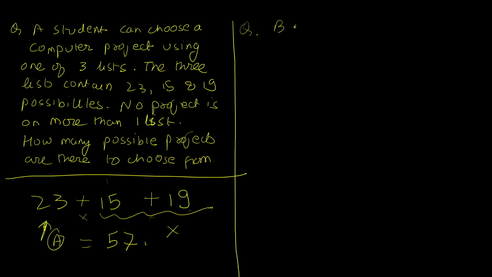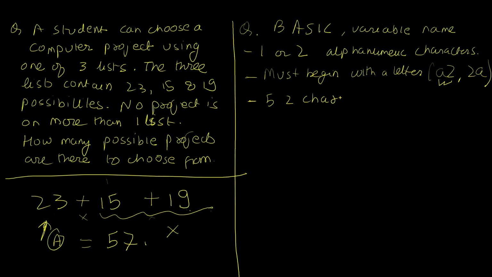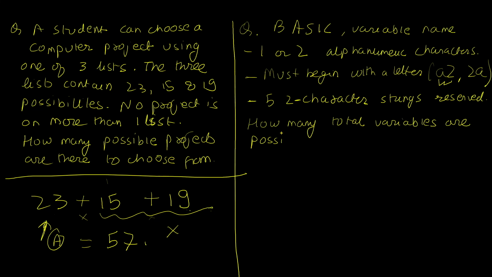In the computer language BASIC, a variable name is a string of either 1 or 2 alphanumeric characters. And there are 2 more rules. A variable name must begin with a letter. So a variable name like A2 is valid, but something like 2A is not valid. It has to begin with a letter. And there's one more restriction. A variable name must be different from the 5 strings of 2 characters that are reserved. And the question asks how many total variables are possible.